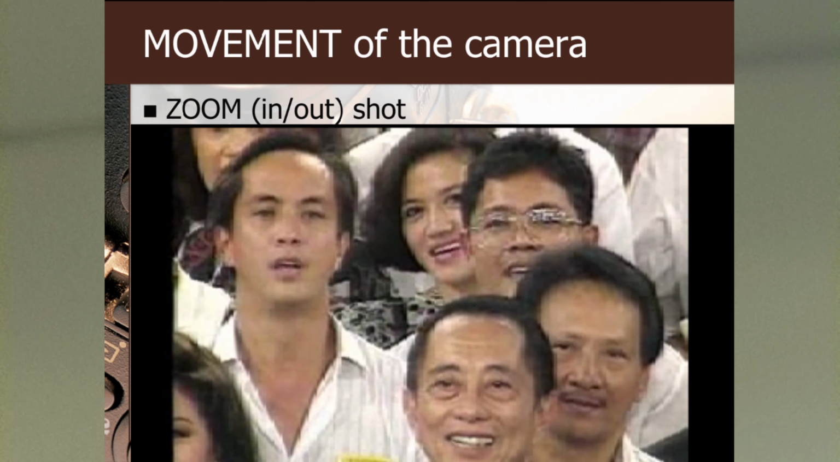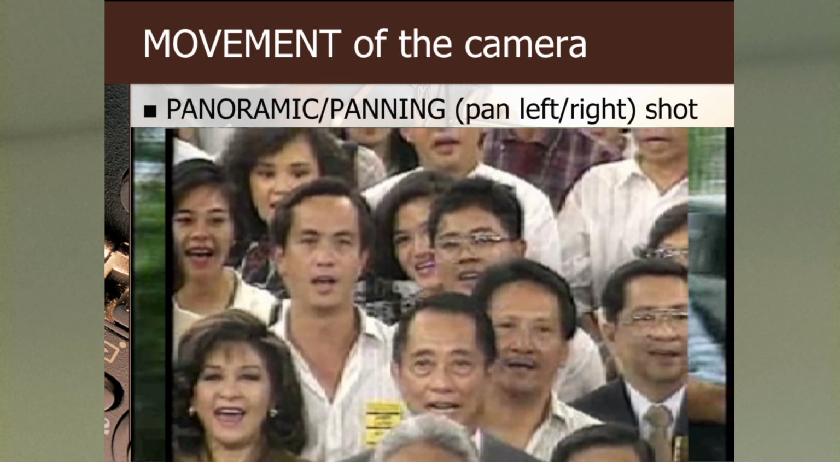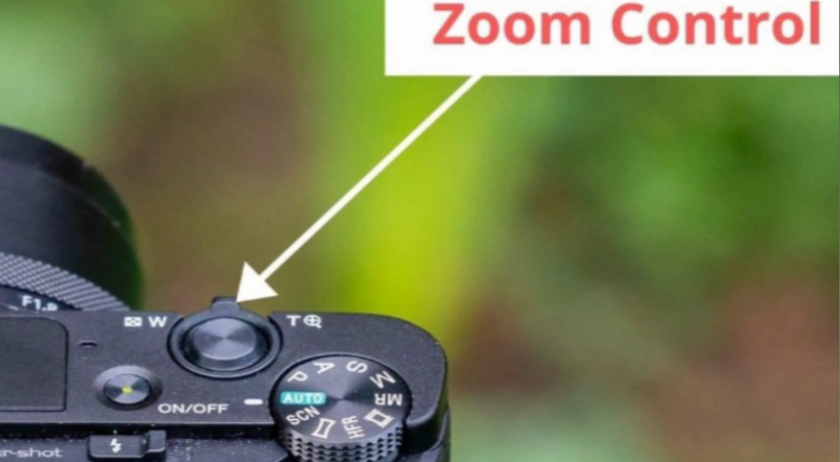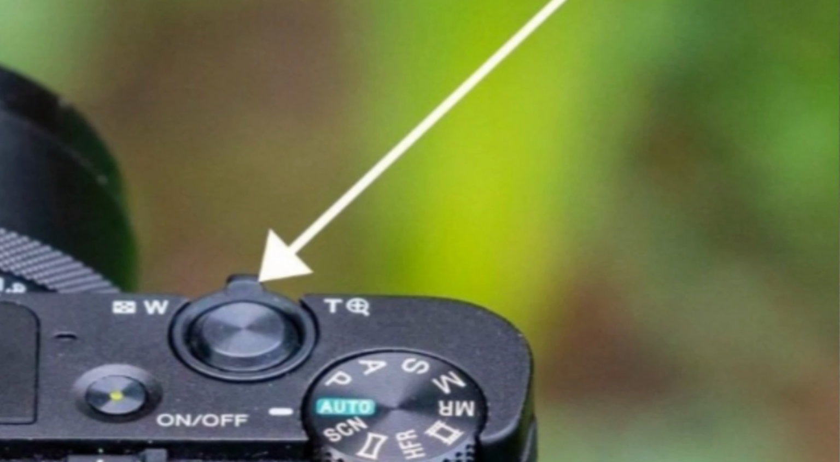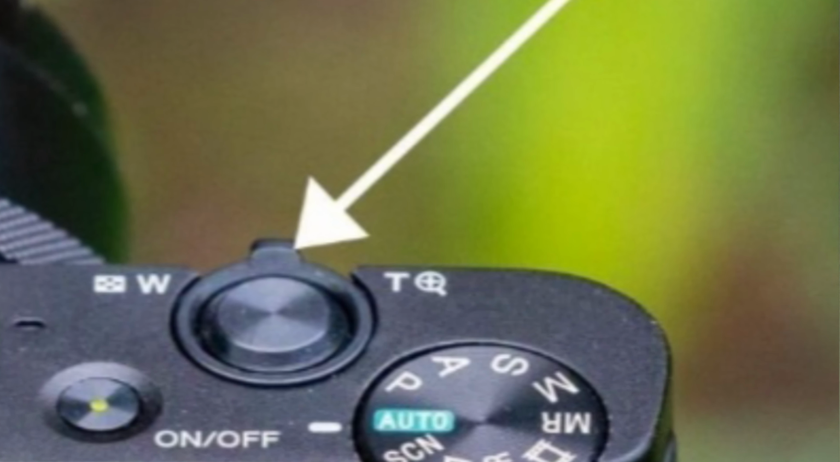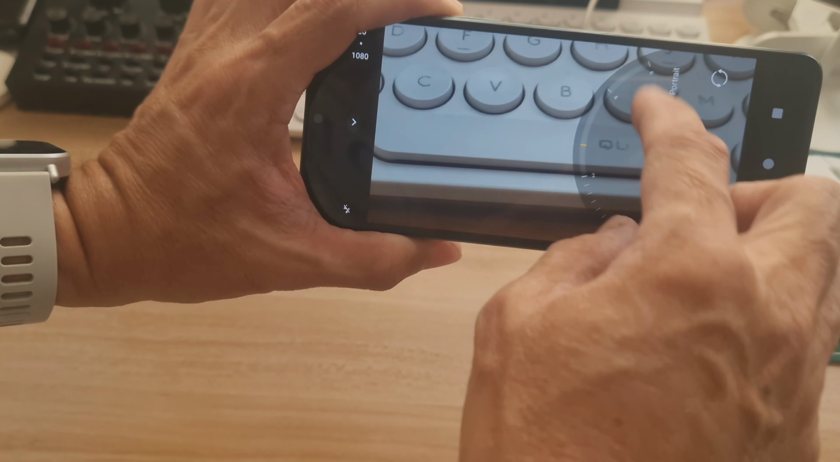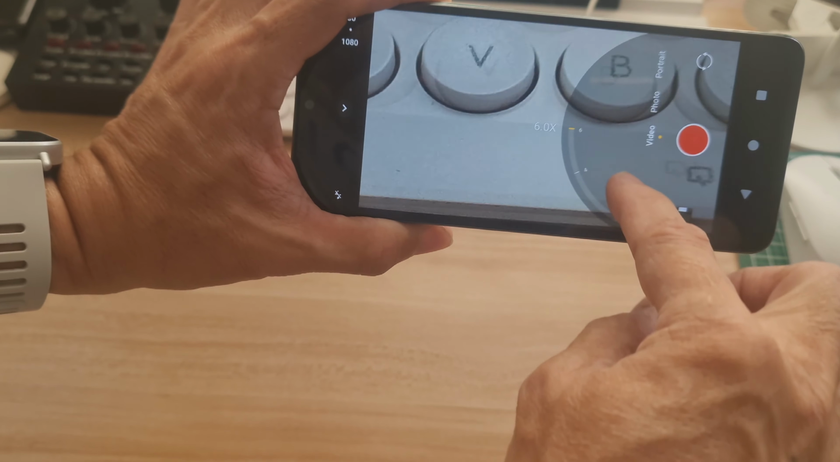First, we have zoom in or out, which is very familiar to us. Zoom shot is done by adjusting the zoom lens of the camera by pressing or adjusting W or T in the control. W is for wide and T is for tight. On our camera phone, we have zoom slider on the screen or we can set the volume control for zoom.